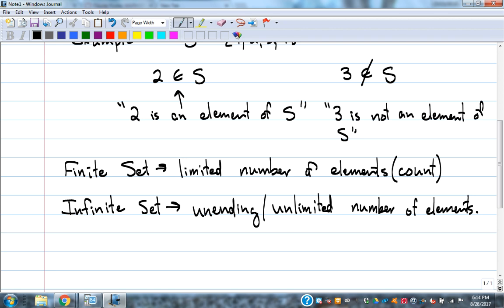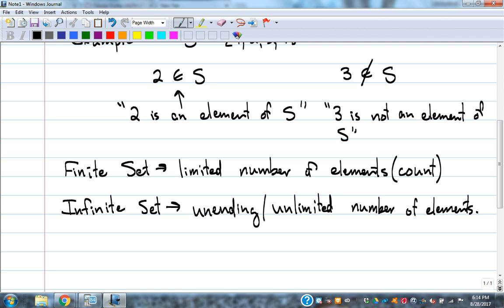When you go a little deeper in set theory, there's a thing called a countable infinite set, but it's still an infinite set. So it has all the properties of an infinite set, meaning it doesn't end. It's unlimited in how many elements are in there. So finite sets are a set number. Infinite sets, not a set number. That's the difference you have to keep straight between those two.